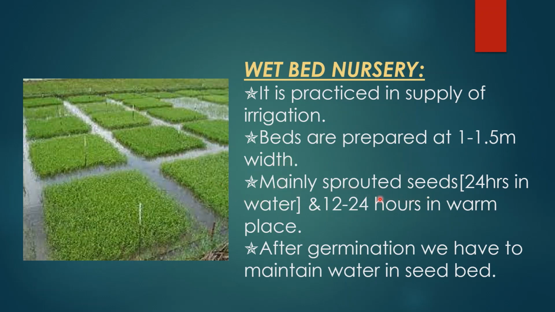How do we prepare the sprouted seeds? First, we have to take the seeds and soak them in water for 24 hours. After that, we take the seeds out of the water and keep them for 12 to 24 hours in a warm place. After the warm place, the seeds will be sprouted and we take these sprouted seeds to the field and sow them in the seed bed. After the germination, we have to maintain water in the seed bed.